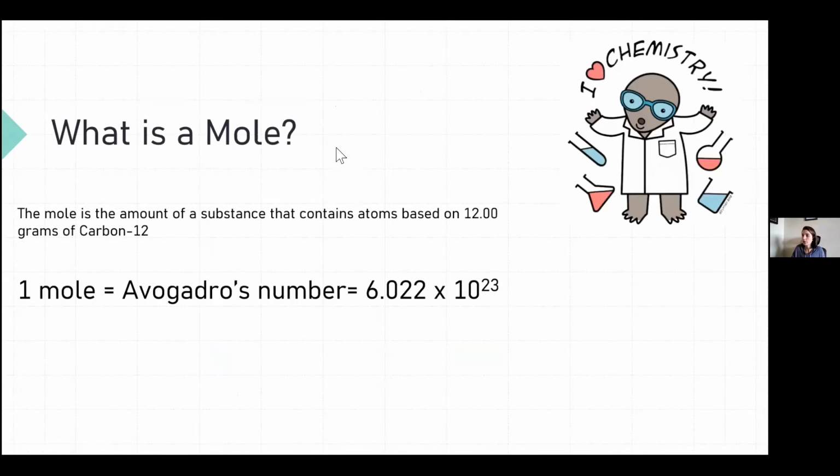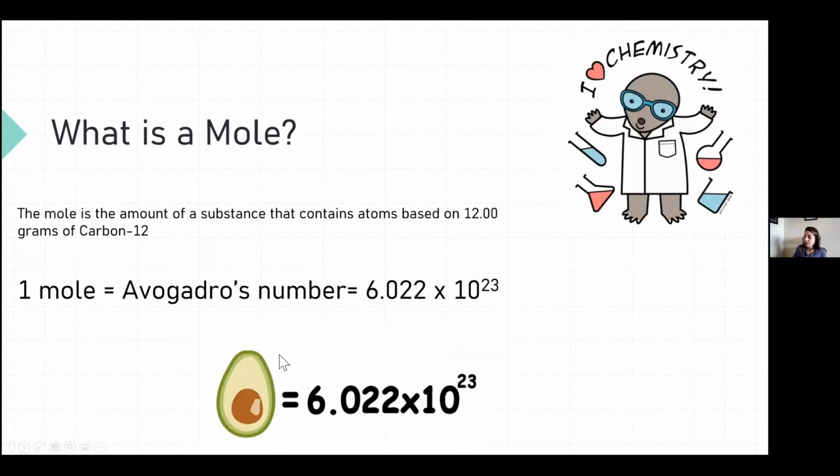And so when we say a mole, we mean this really big number called Avogadro's number, which is 6.022 times 10 to the 23rd. The actual definition of this comes from the number of atoms in 12 grams of carbon. But it's just kind of a fun number to think of.